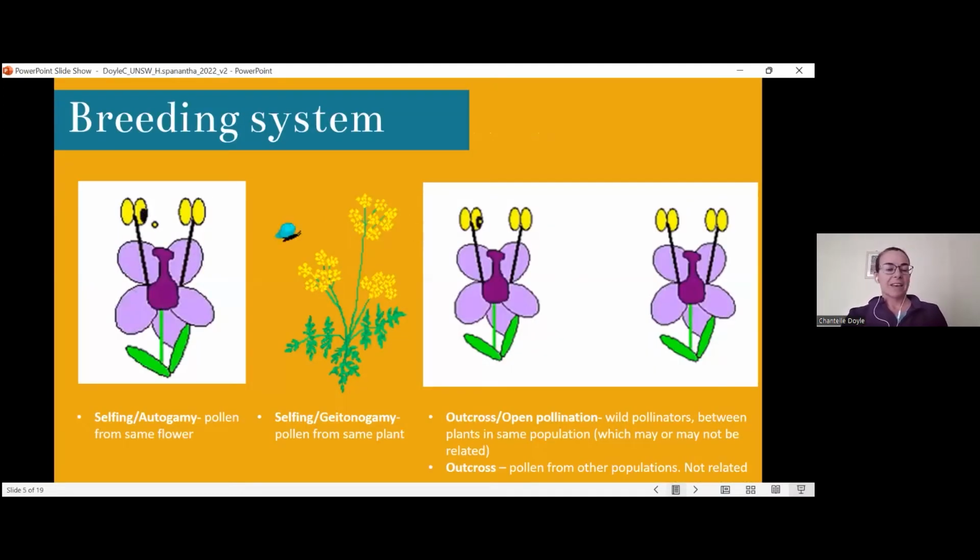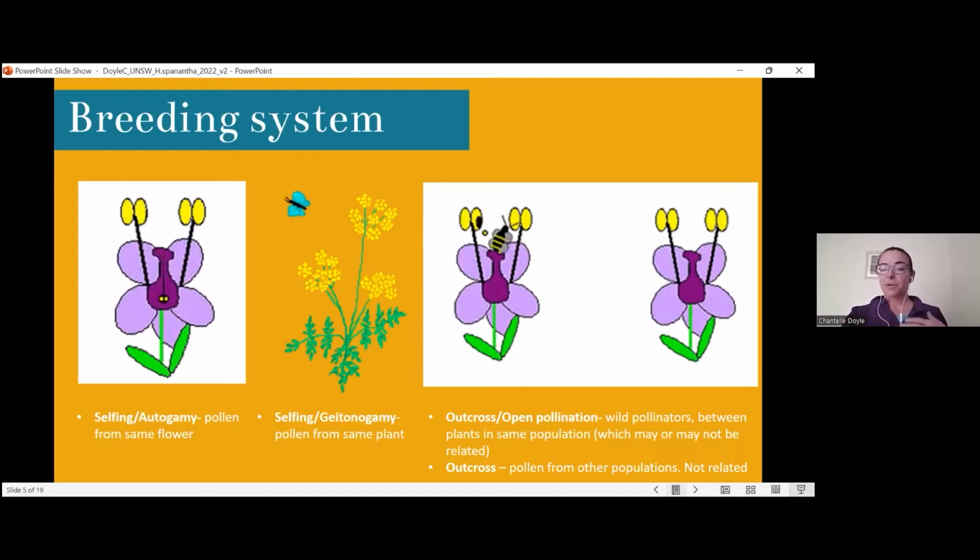So the first thing to look at is the breeding system. I hope you like these little GIFs. We looked at 4 different methods. So 2 different breeding systems are autogamy and geitonogamy, and they're both selfing. So on the left, you can see autogamy, where you have pollen from the same flower. Geitonogamy is pollen from different flowers on the same plant. And then outcrossing is when you have pollen transferred between other plants in the population.